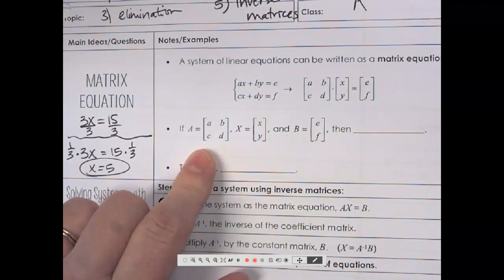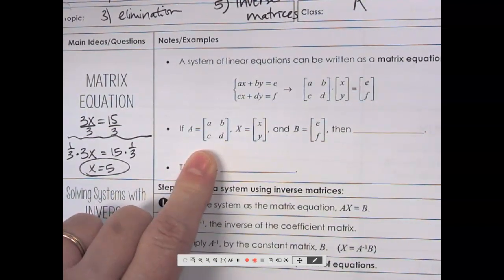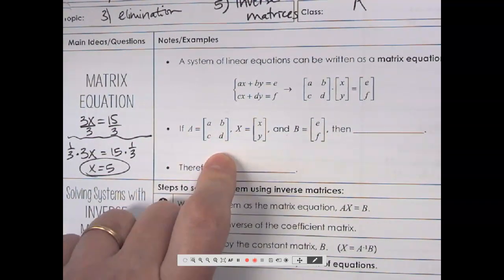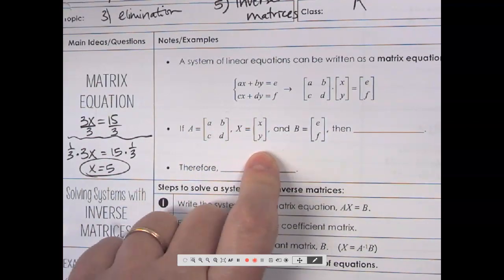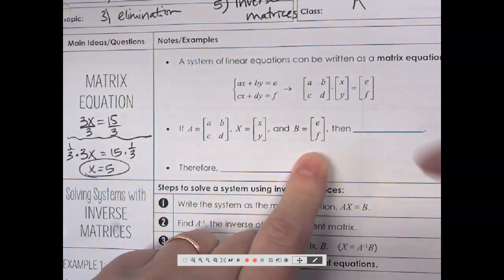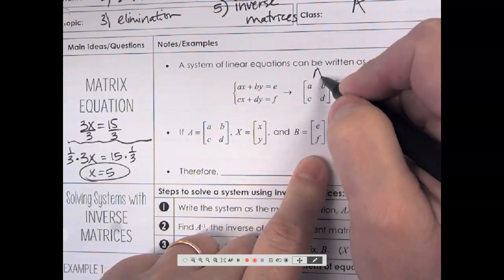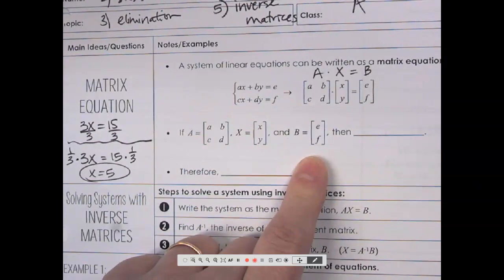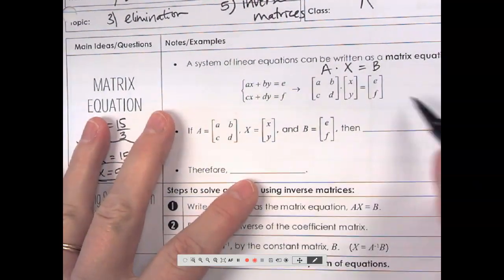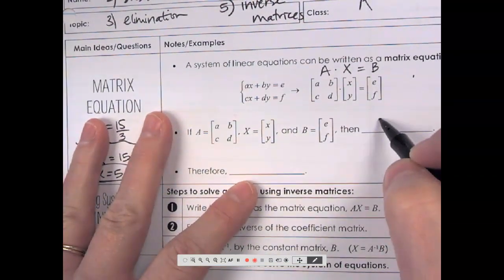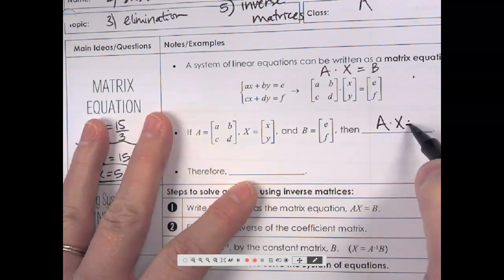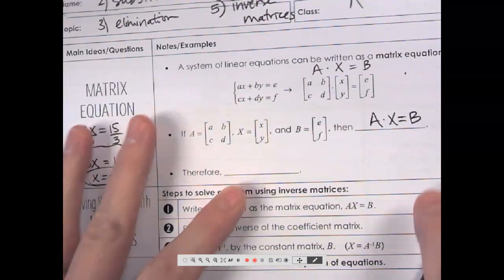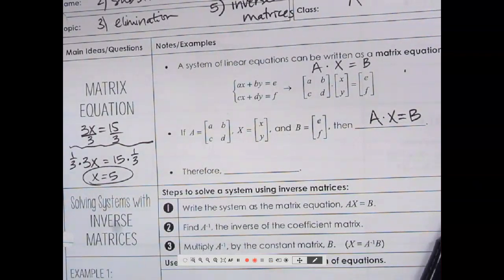Okay, if A equals this, and X equals this, and B equals this, then what I'm basically saying is A times X equals B. Therefore, what if I had this equation, AX equals B? How would I solve for X? Just AX equals B. How would I solve for X?